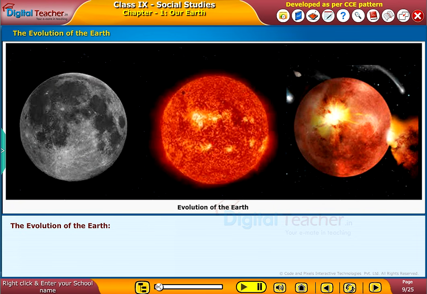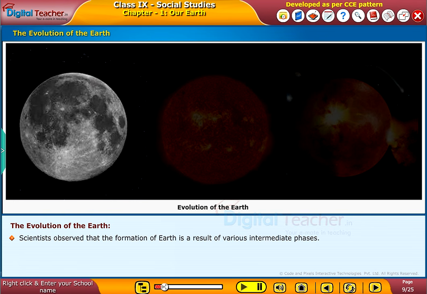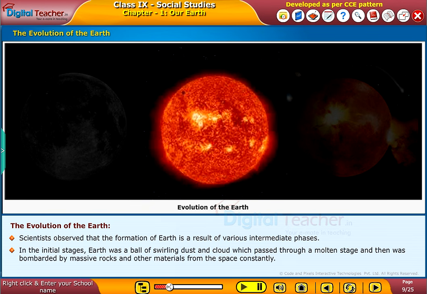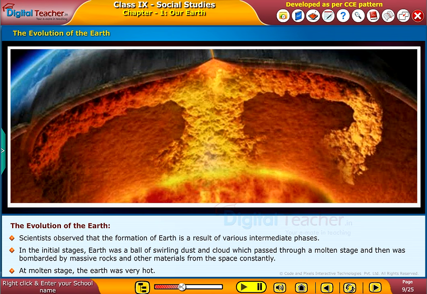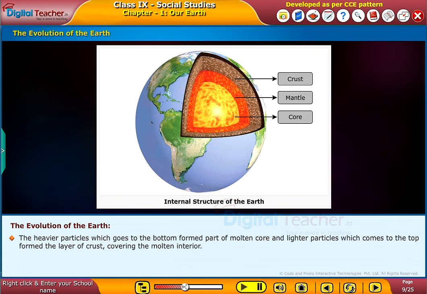Now, let us learn about the evolution of our planet Earth. Scientists observed that the formation of Earth is a result of various intermediate phases. In the initial stages, Earth was a ball of swirling dust and cloud which passed through a molten stage and then was bombarded by massive rocks and other materials from the space constantly. At molten stage, the Earth was very hot. The heavier particles which go to the bottom formed part of molten core and lighter particles which come to the top formed the layer of crust covering the molten interior.